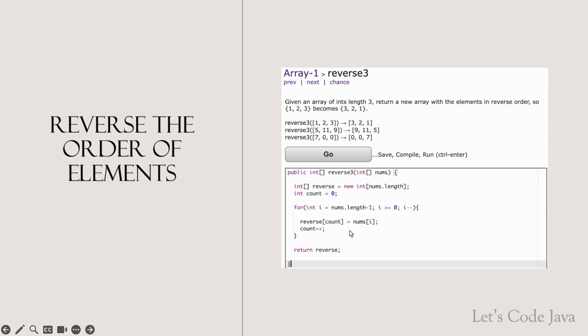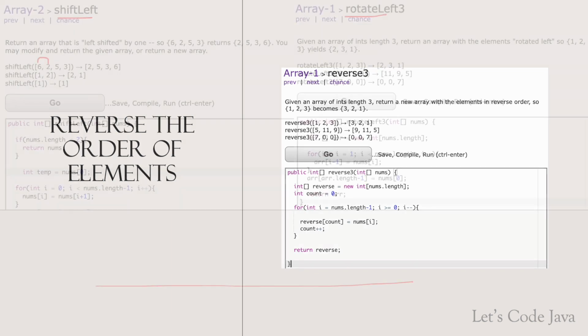Right, so take a moment to pause the video and realize why exactly, because count is equal to 0, remember, and i here is equal to nums.length minus 1. So we're equaling the first element to the last element, right? Then count is going to increment to 1. Then we're going to make the second element of reverse the second last element of nums, right? And then the third element of reverse the third last element of nums. And that way, the list will actually end up being backwards.